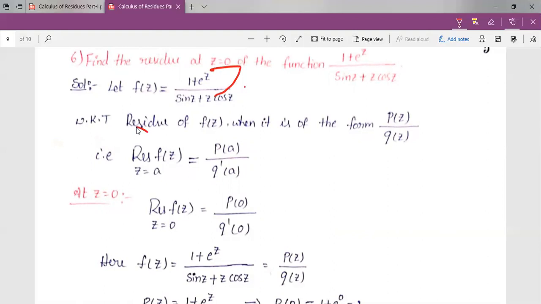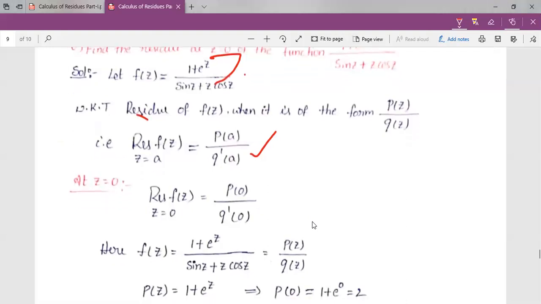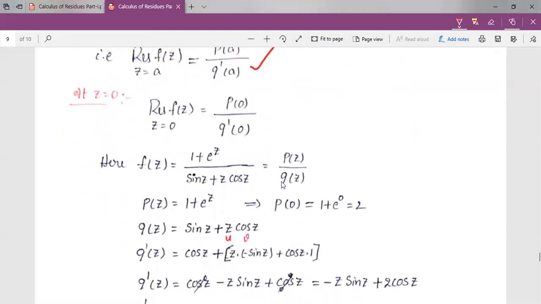For finding residue of f of z at a simple pole, we use the formula. It is residue of f of z at z equal to a equal to p of a by q dash of a. So for finding the q dash of a value, first we consider p of z and q of z. So our p of z is 1 plus e power z. When we replace z equal to 0, we get 1 plus e power 0. E power 0 value is 1. So we get p of 0 value is 2.